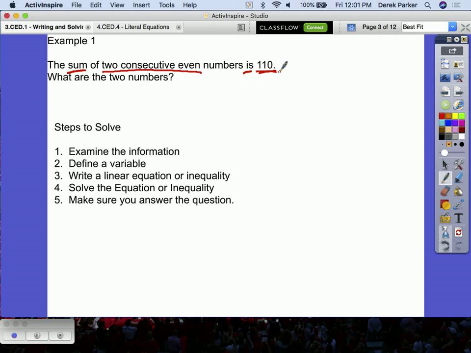I'm going to call my first even number x. It's the unknown value. I do not know what it is. And then think about this. With even numbers, what are you adding each time? You're adding 2. So my second number would be x plus 2, and both of these together equal 110.